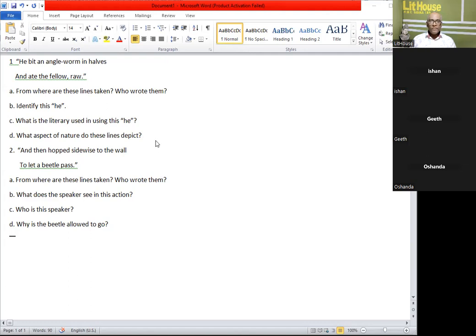That is expected from writing that name. Remember that skill, that knowledge and practice. Identify this he, a bird. What is the literary device used in using this he? Personification. What aspect of nature do these lines depict? Yes. What aspect of nature?